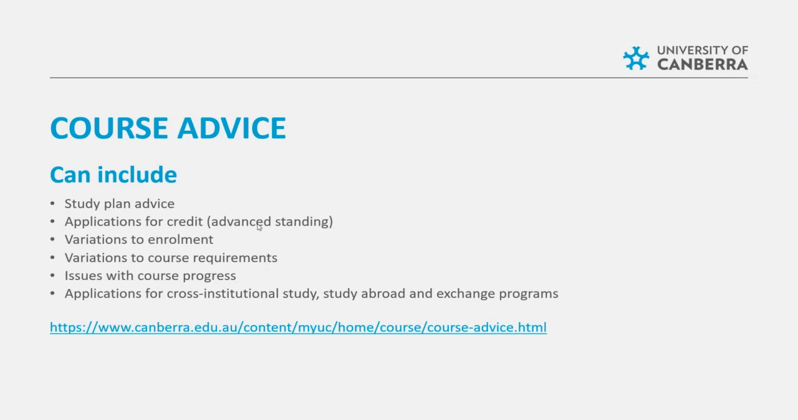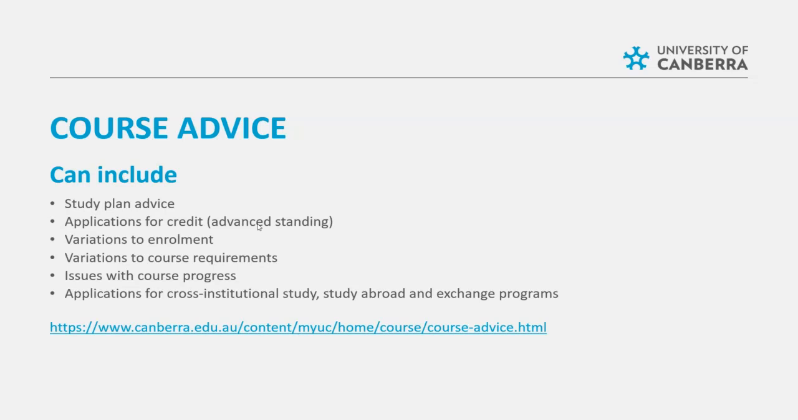Variations to enrollment. If you want to change your enrollment, for example, move from one course to the other, or if you're an international student and need to do variations to enrollment officially for your visa. Variation to course requirement, issues with course progress. Application for cross-institutional studies, study abroad and exchange programs.